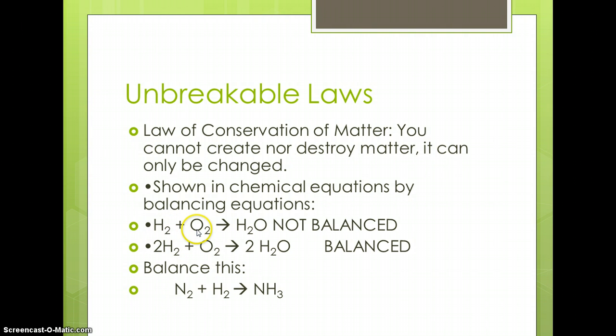2 hydrogen, 2 oxygen, going to 2 hydrogen, 1 oxygen. That's not balanced. That's not the conservation of matter. If we start with 2 hydrogens and 2 oxygens, we have to end with 2 hydrogens and 2 oxygens. They may be recombined, but the matter must be conserved. If we have 2 hydrogen molecules plus 1 oxygen molecule, and we get 2 water molecules, that is balanced because we end up having 4 hydrogens and 2 oxygen atoms at the beginning of the reaction and at the end of the reaction. Try to balance this one.